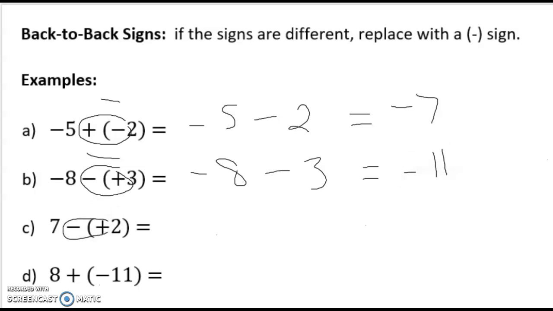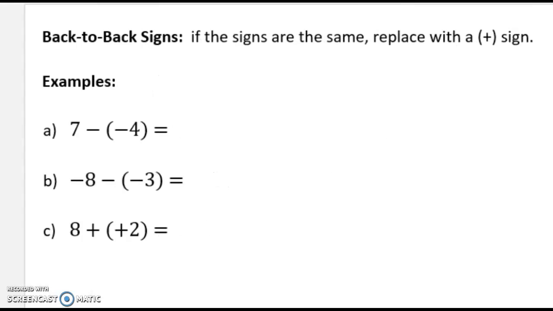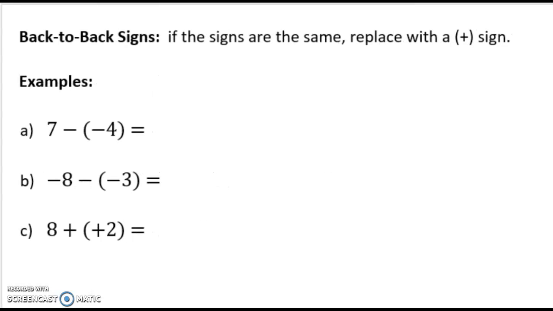Then this one, we have a positive and a negative, so we're going to replace with a negative. So this is really 7 minus 2, and that's easy. 7 minus 2 is 5. And last one, a positive and a negative, so replace it with a negative. So this is really saying 8 minus 11, and that's going to give you -3. Remember, pause when you need, okay?